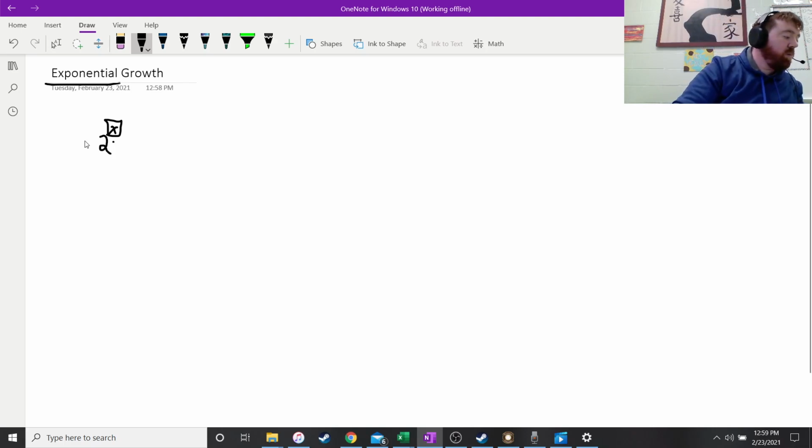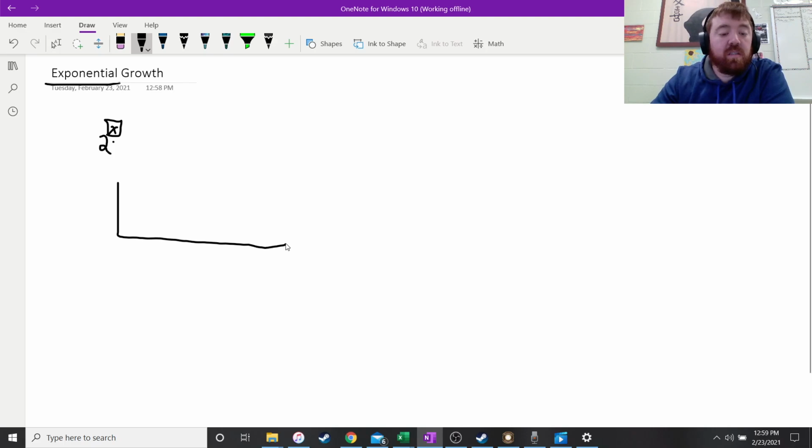So what we're going to look for is anytime that we have x as the exponent, that's going to represent an exponential growth. And how do we actually recognize that? So what we want to see is in a table. Let's say we had a table of values.